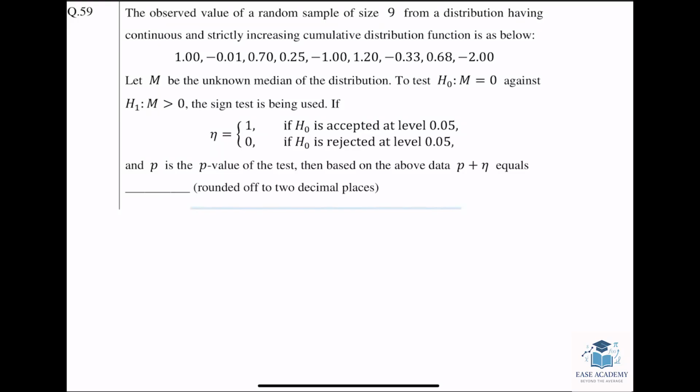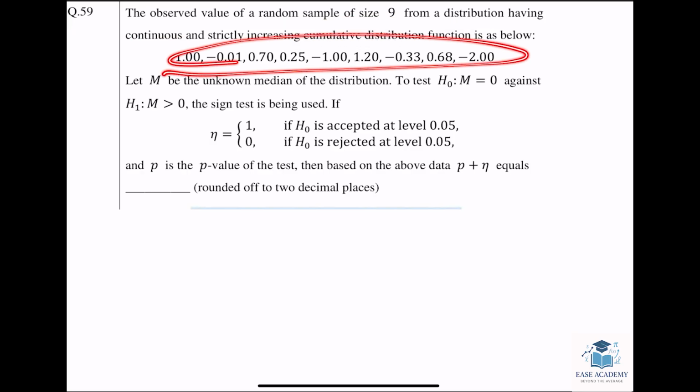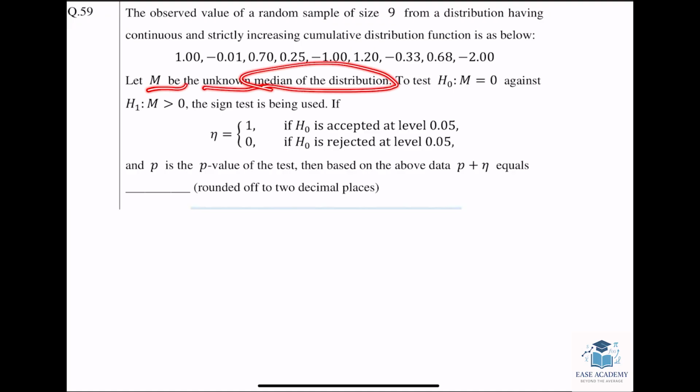Next question is question number 59 of this series, IIT JAM 2026 Mathematical Statistics PYQ Solution. So the question is: we have the observed value of a random sample of size 9 from the distribution having continuous and strictly increasing cumulative distribution function as this. And m here is unknown and is the median of the distribution.